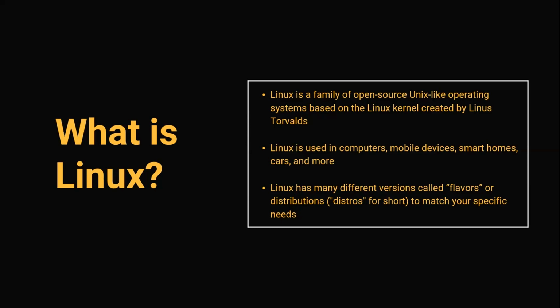And then finally, Linux has different versions. They're called flavors. So there's Debian, there's Red Hat. There's a bunch of different flavors of Linux. They're also called distributions, or distros for short, and the different distributions match whatever needs you have.